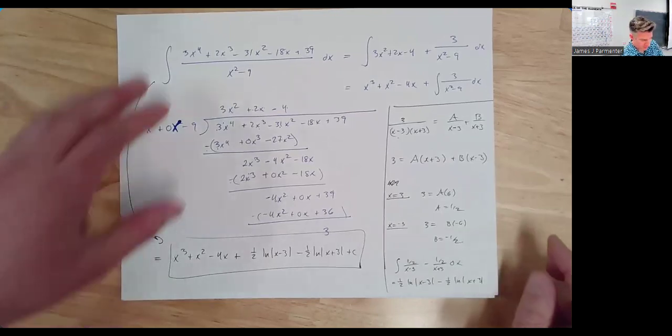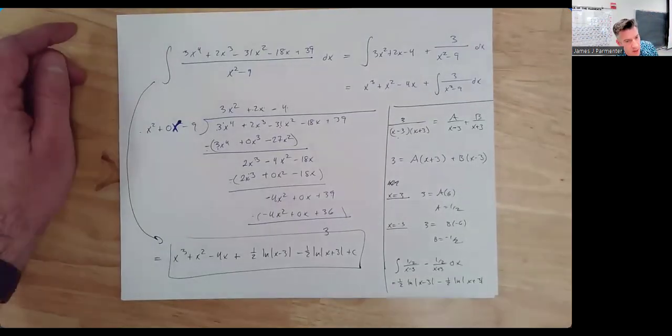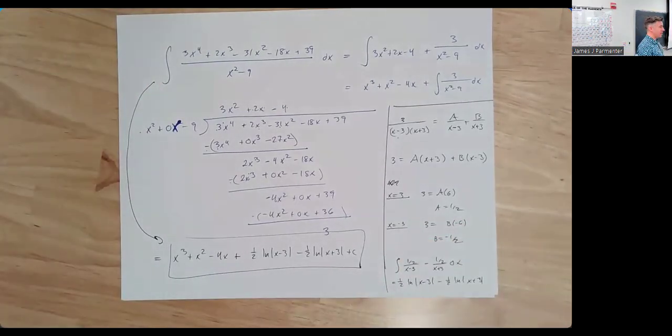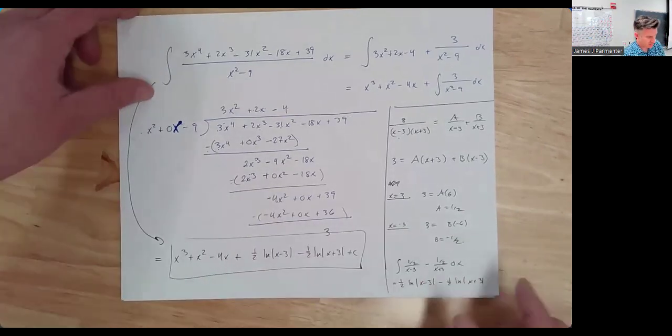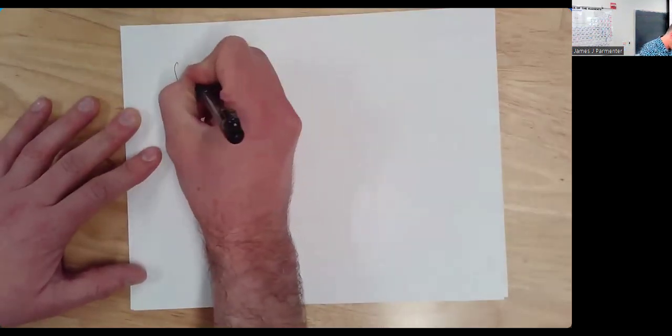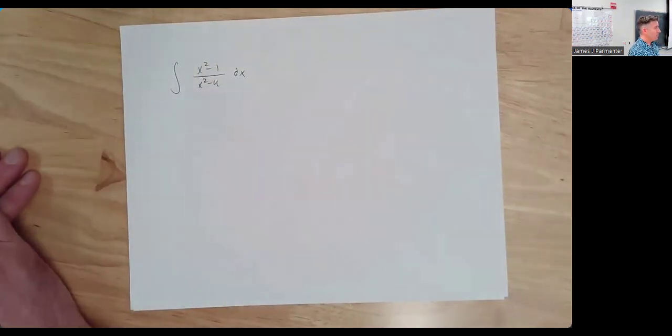Okay, I know it's 10:20, but I want to say one more thing real quick because there is one more thing I want you to think about. I'll point out that you definitely have to do polynomial division if the degree on top is greater than or equal to the degree on the bottom. And the equal part is where people get caught up. So if someone asked you to do the integral of x squared minus 1 over x squared minus 4, you have to do the polynomial division.